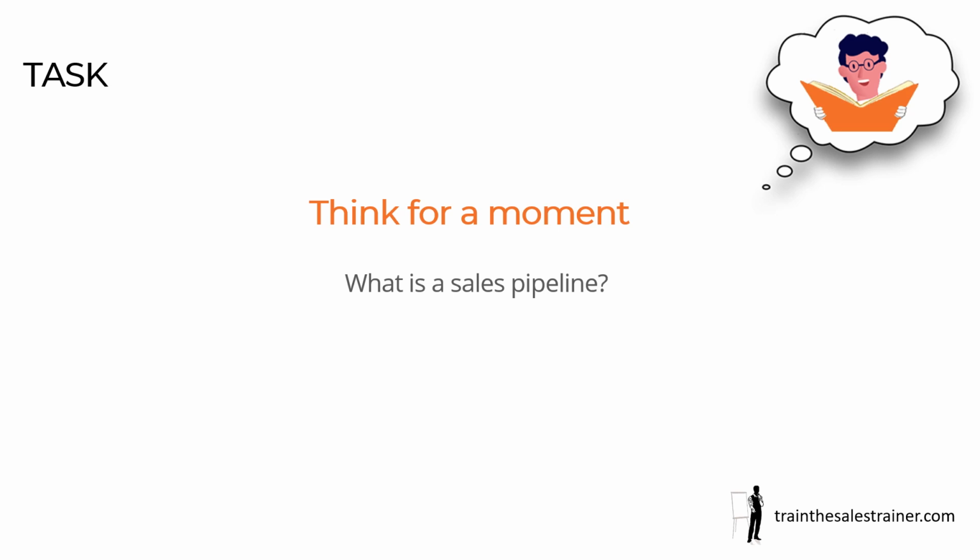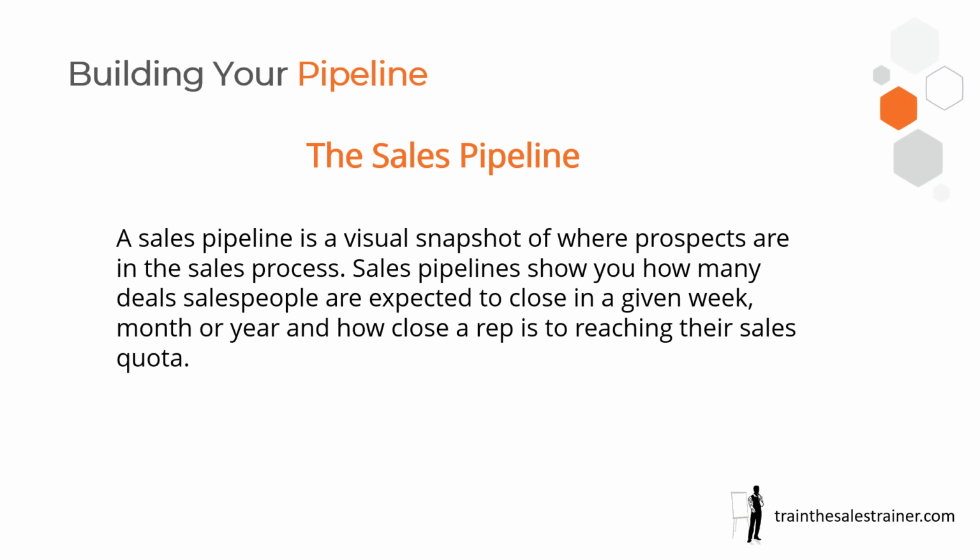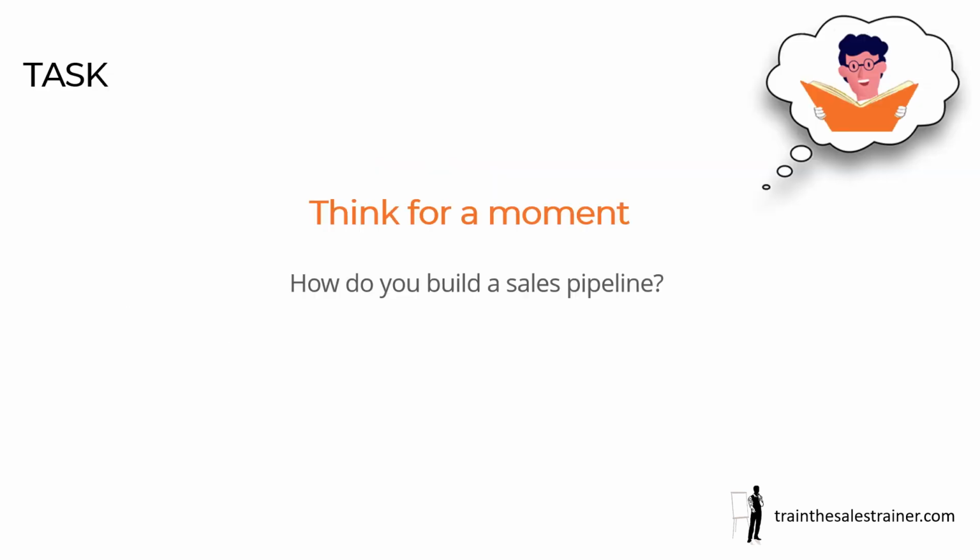Now, think for a moment. What is a sales pipeline? A sales pipeline is a visual snapshot of where prospects are in the sales process. Sales pipelines show you how many deals salespeople are expected to close in a given week, month, or year, and how close the rep is to reaching their sales quota. Basically, a sales pipeline is every communication you've had with the customer, whether inbound or outbound, and where you are in that process.